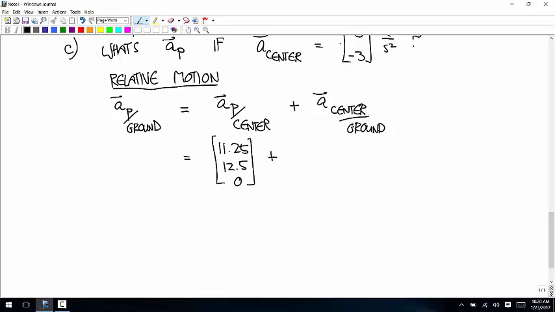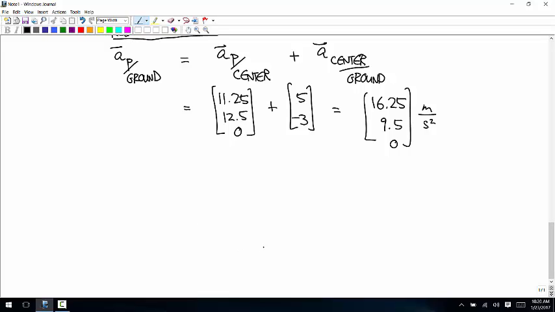Plus the acceleration of the center to an observer on the ground. That's 5, -3. And so the total acceleration is 16.25, 9.5 meters per second squared. Okay, so what we're talking about there is like if this Ferris wheel was on, I'm not going to draw it, but if the Ferris wheel was on a truck or something and the truck was accelerating while the Ferris wheel did its thing, what's the total acceleration of the passenger?